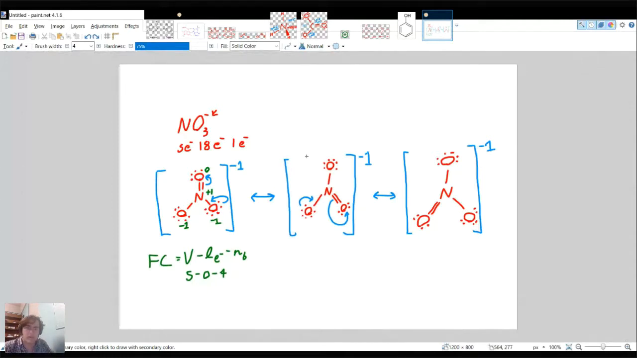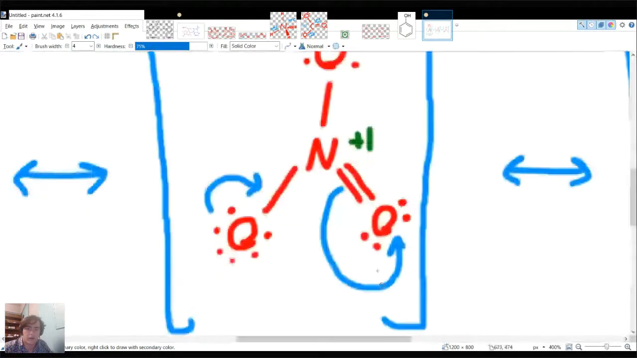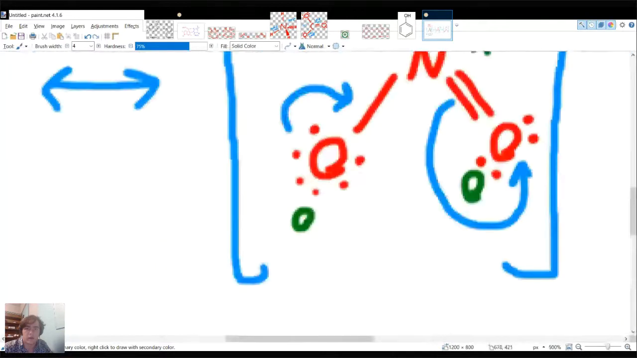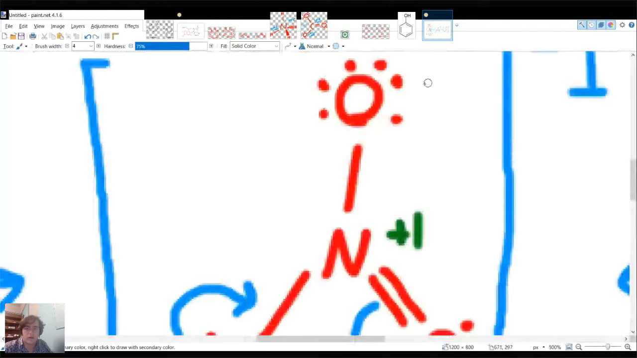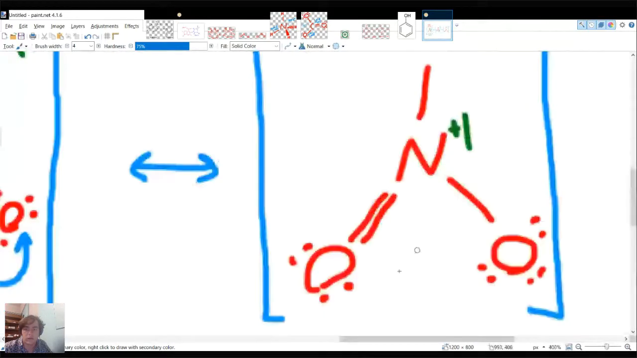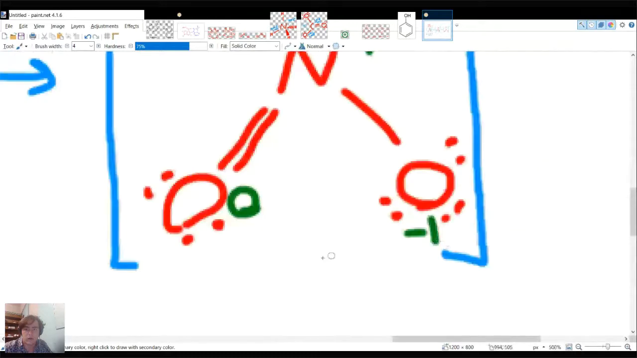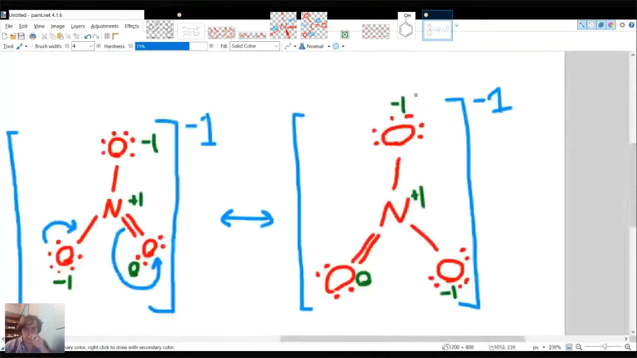Awesome. So going through the same process again, this becomes a +1 formal charge, 0, not 0. This is -1. -1. And again with this, +1, 0, -1, -1.